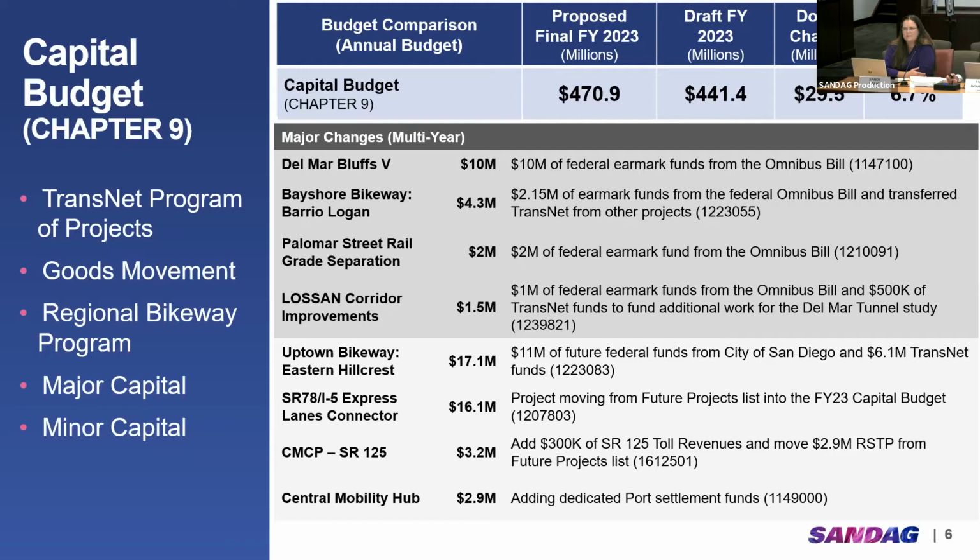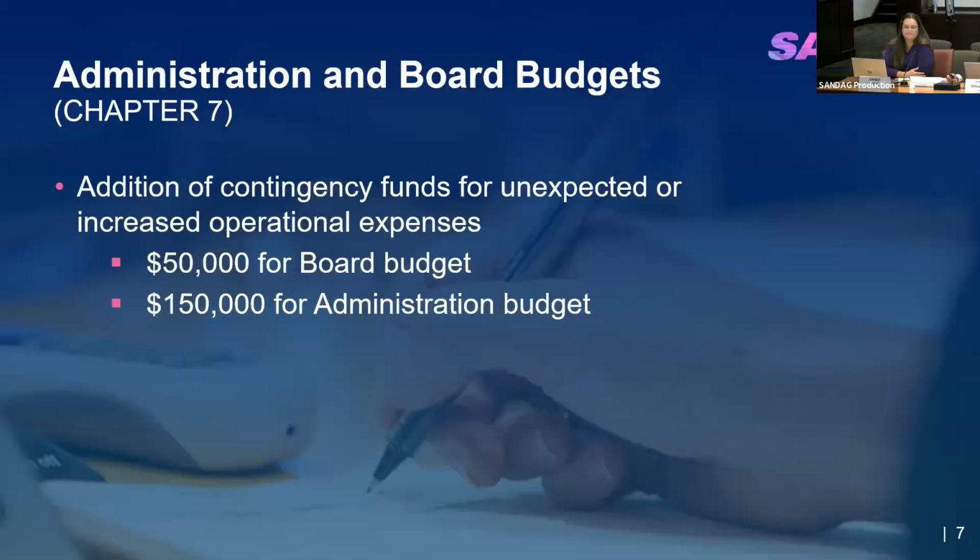$3.2 million for the SR-125 CMCP project. This $300,000 is programmed in FY23 to complete a tolling analysis. And $3 million for the Central Mobility Hub, pending board discussion later this morning. And now Melissa will talk about the board admin budgets and staffing.